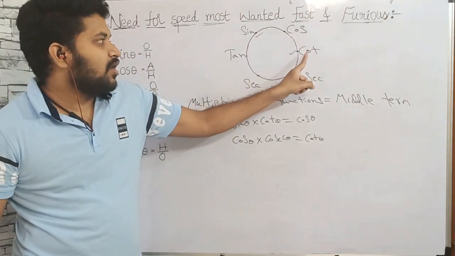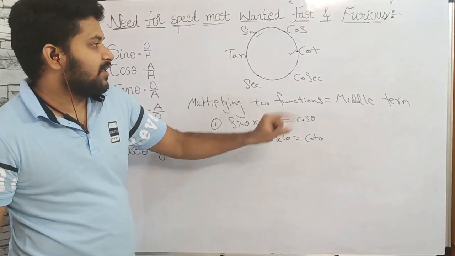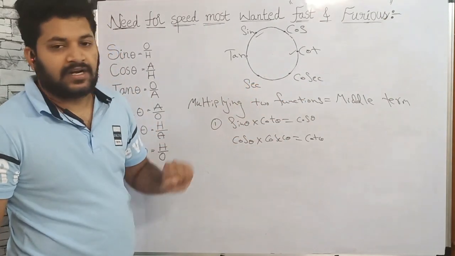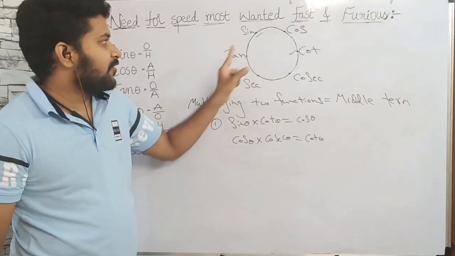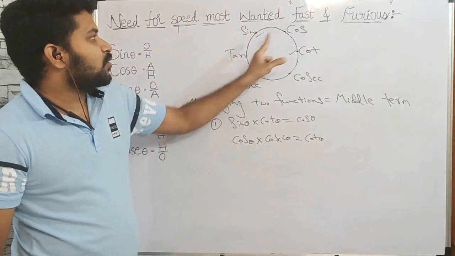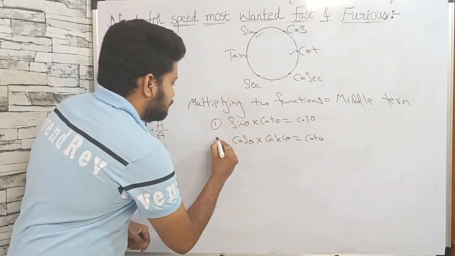If my target is cot into secant, it is equal to cosecant. If my target is cosecant into tan, it is equal to secant. If my target is secant into sin, it is equal to tan. If my target is tan into cos, it is equal to sin theta. So like that we will have.